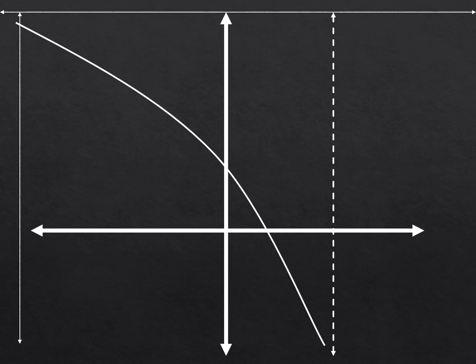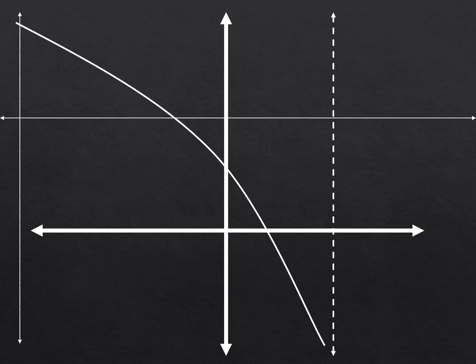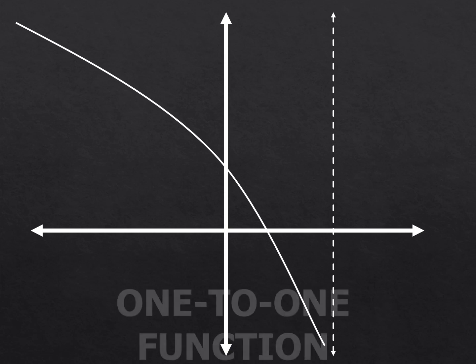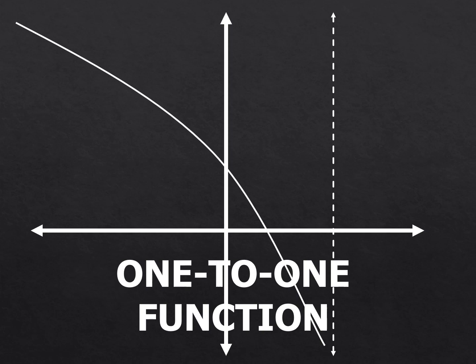Let's start with the horizontal line test. Mapapansin natin na walang naulit na value ng y habang ginagalaw natin yung horizontal line. Let's now have the vertical line test. Habang ginagalaw natin yung vertical line, wala rin nauulit na value ng x. Since the values of x and y are unique, therefore this graph is a one-to-one function.